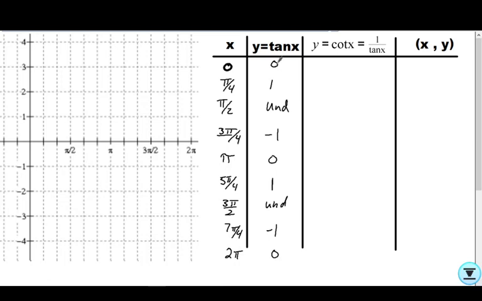When we look at 0 and we take the reciprocal, whenever you take the reciprocal, you put it over 1. For cotangent, you get 1 over 0, which is undefined. So where tangent is 0, cotangent is undefined because they're reciprocals of each other. Then that means that at 0, cotangent is undefined.